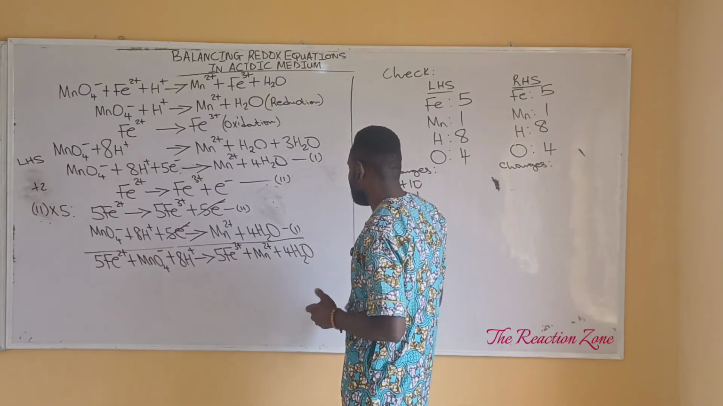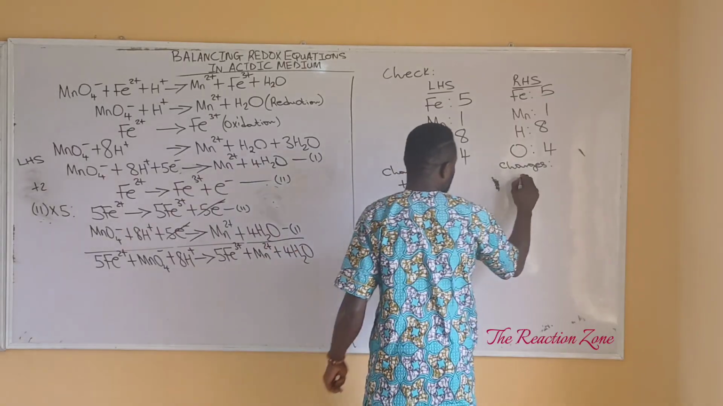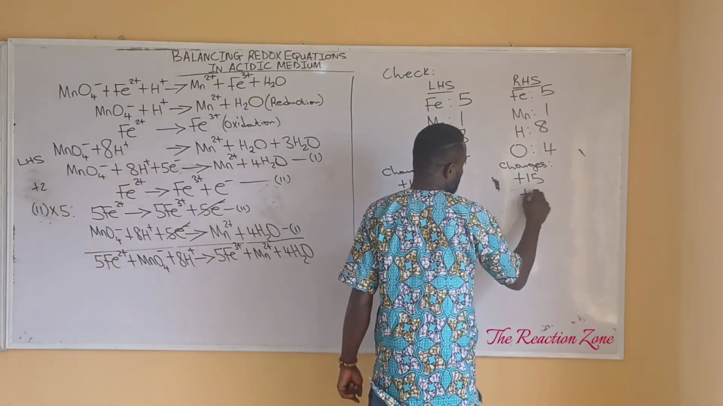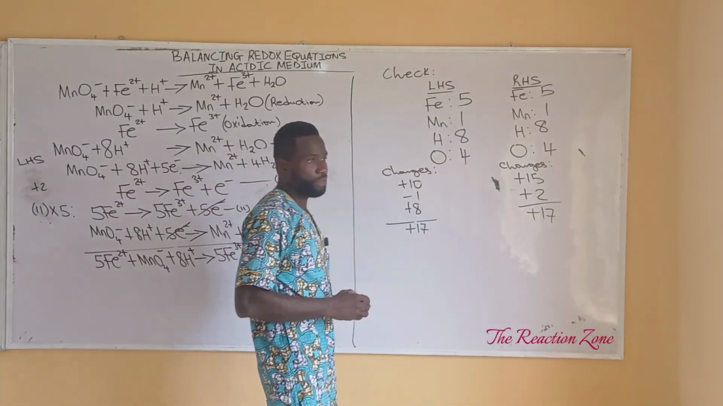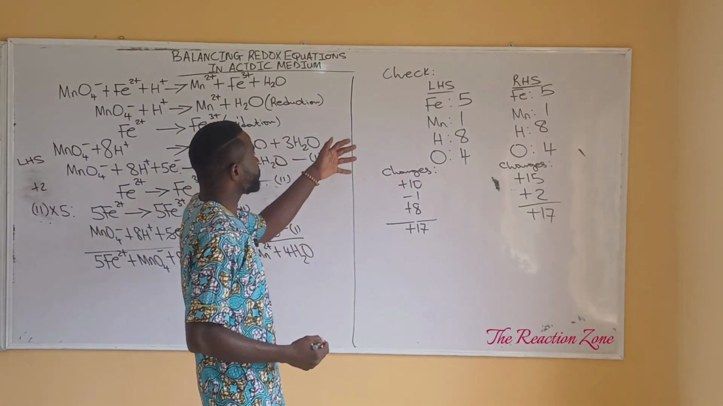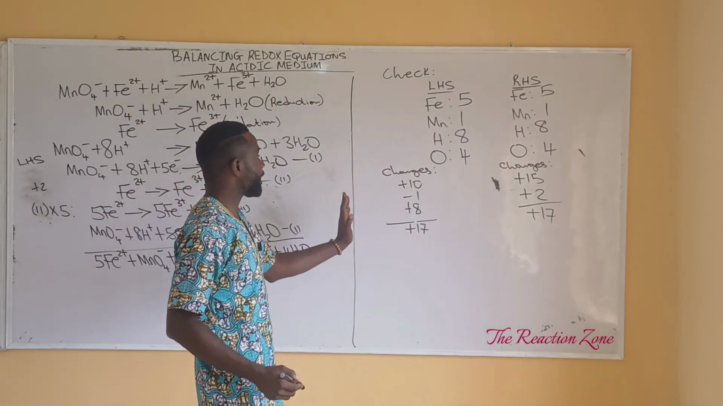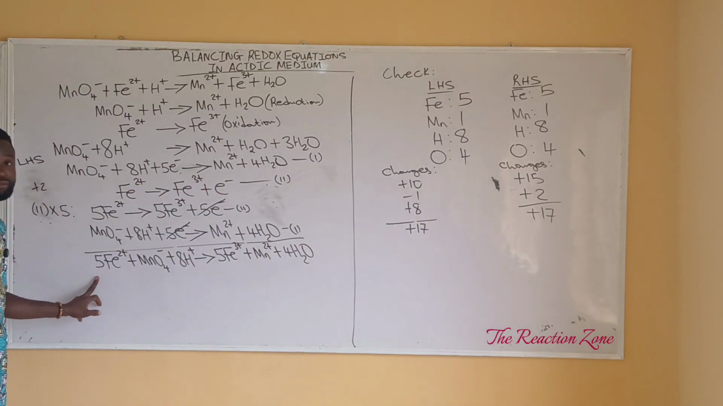And then, let us look at the right hand side. Plus 3 times 5 will give plus 15. Plus 2 times 1 will give plus 2. And the net charge here is also plus 17. So the fact that the atoms on both sides are balanced and the charges on both sides are also the same tells you that this answer is correct.